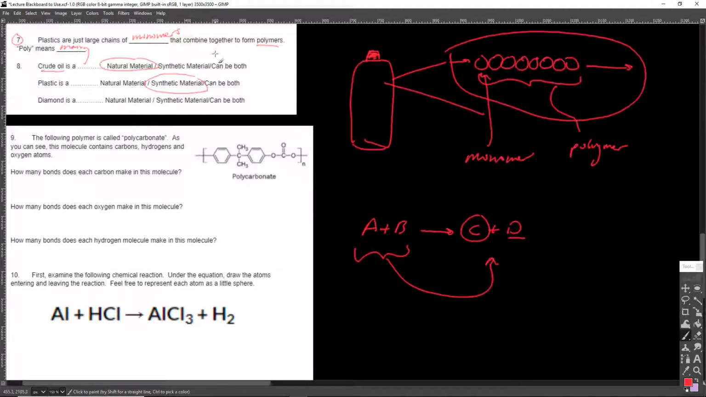Diamond is a natural, synthetic, or can be both? Well, actually, it can be both. Why? It can be natural if you find it in a mine or something like that, but you can also make it in a lab. If you remember at the start of the year, we were talking about synthetic diamonds. So it can actually be both.